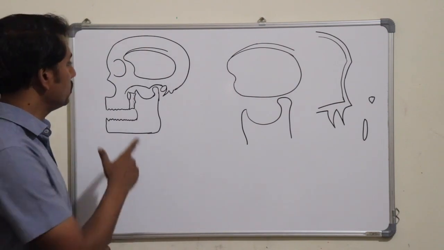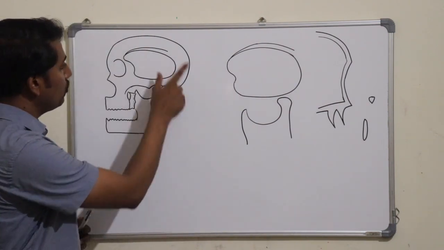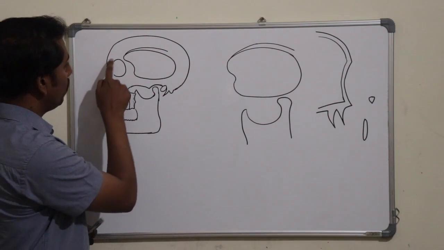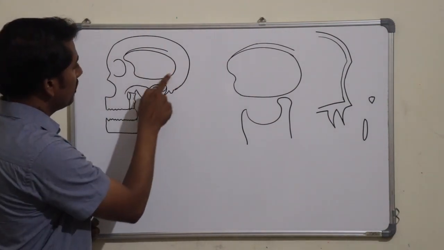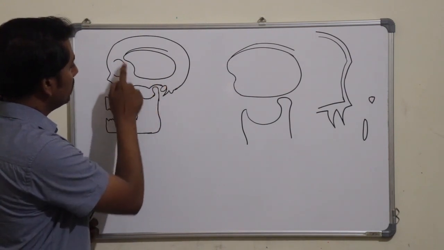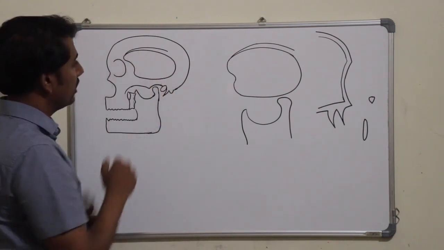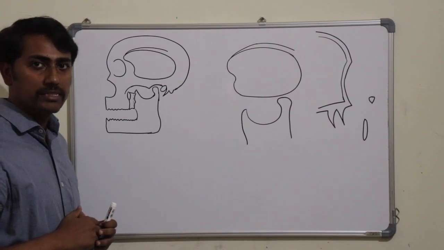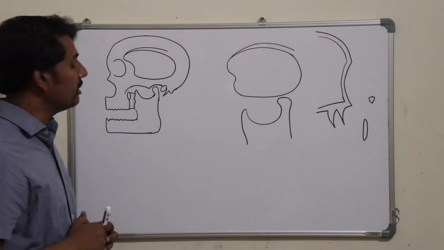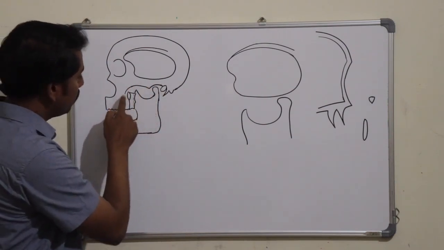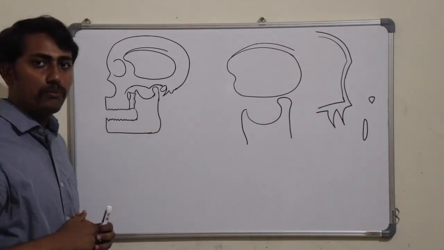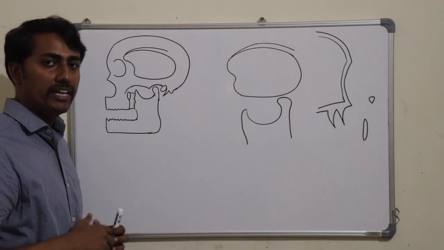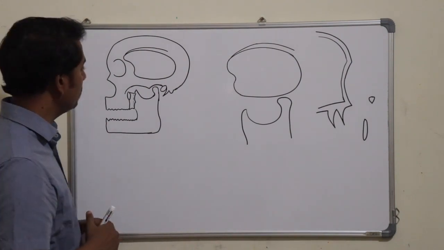So let us look into this diagram. This is the lateral view of the skull showing the orbit, the zygomatic arch. This fossa above the zygomatic arch is known as the temporal fossa, in which we will find the temporalis muscle and the temporal fascia. The space or fossa below the zygomatic arch is known as the infratemporal fossa, in which you will find the other three muscles of mastication.